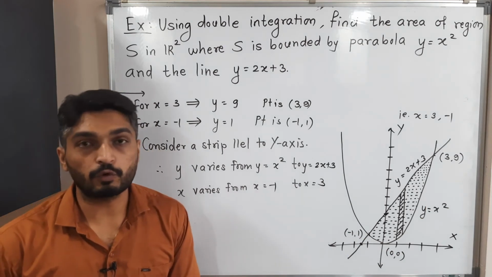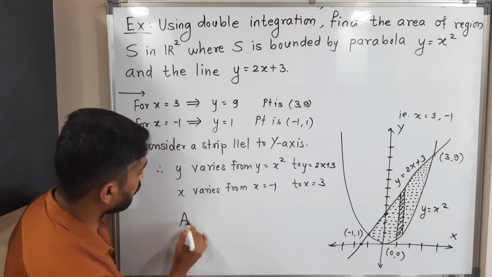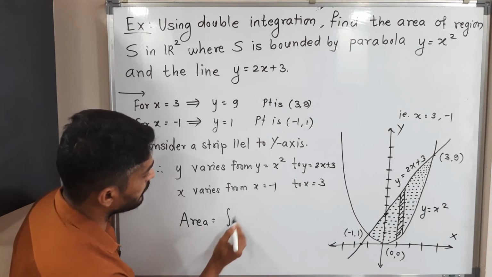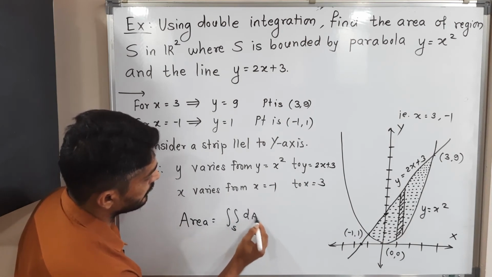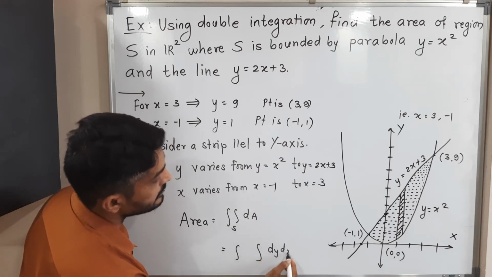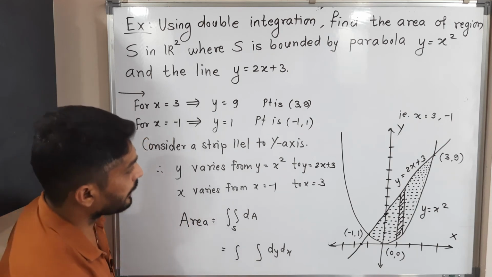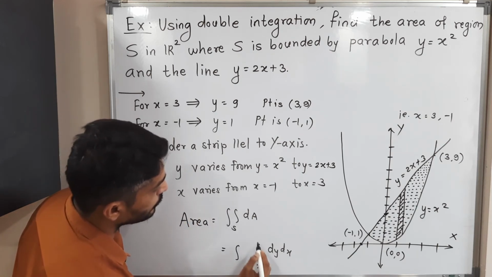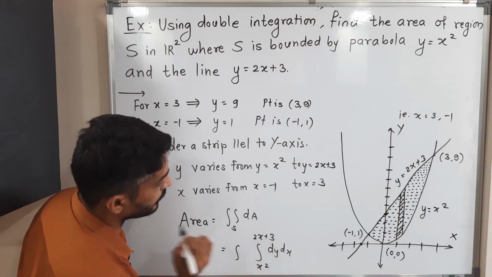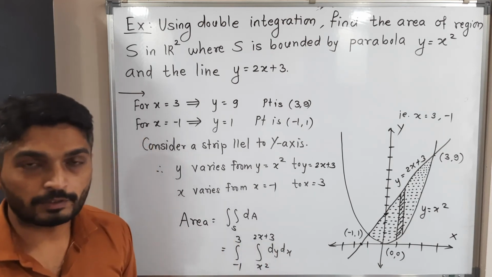Let us use the formula and find the area. You know that our formula of area is double integration over S dA. So this is equal to, I should write now, dy dx. Since we have considered a strip parallel to the y-axis, the limits of y are x square to 2x plus 3, and the limits of x are minus 1 to 3.